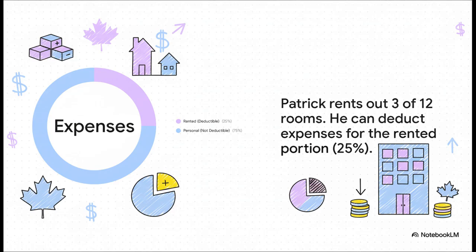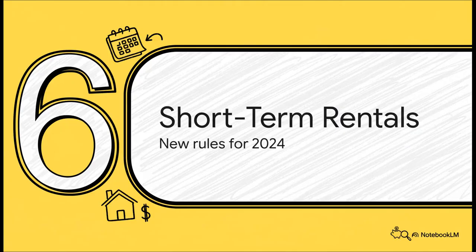So in Patrick's case, he rents out 3 rooms in his 12-room house. Simple math, that's 25%. So he can deduct 25% of his shared costs like property taxes, utilities, and home insurance. Now, for any costs that are 100% for the rental portion, like advertising for a tenant, he can deduct the full amount.